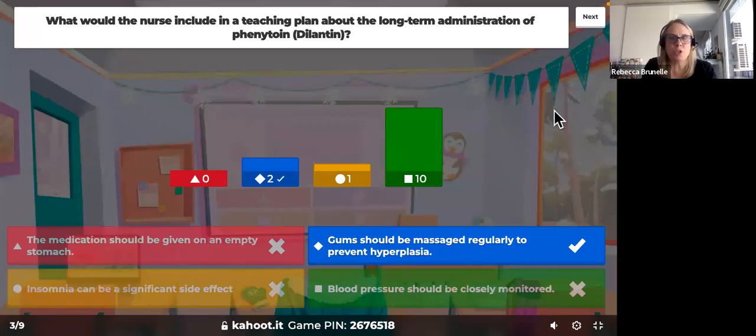This is one you should remember, Dilantin, for your HESI and your NCLEX. This is a common medication question to ask students on those standardized tests. A lot of medications have similar side effects, but one thing that really makes Dilantin different from other medications is it causes gum hyperplasia, or bleeding of the gums and red, swollen gums. So you should prepare parents about this, and they can massage the gums to mitigate that side effect.